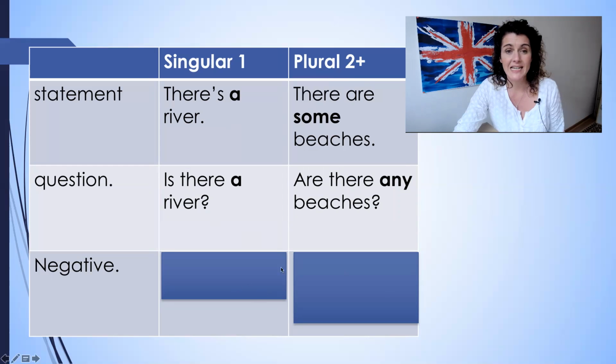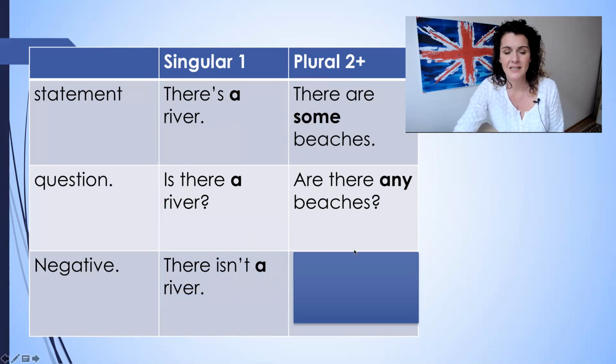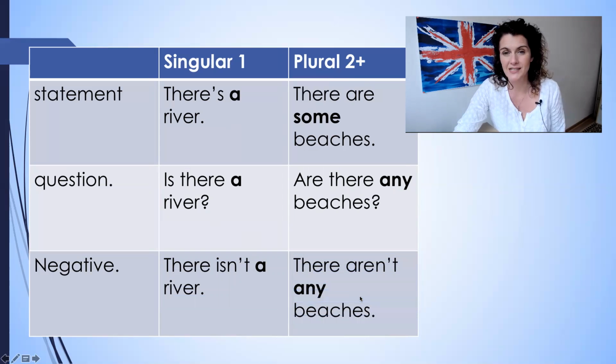Right, let's change them into the negative. There isn't a river. And the plural. There aren't any beaches. So remember the summary one more time. Singular phrases, positive, question, and negative, all use a. Plural phrases, a positive statement uses some, questions and negatives use any.